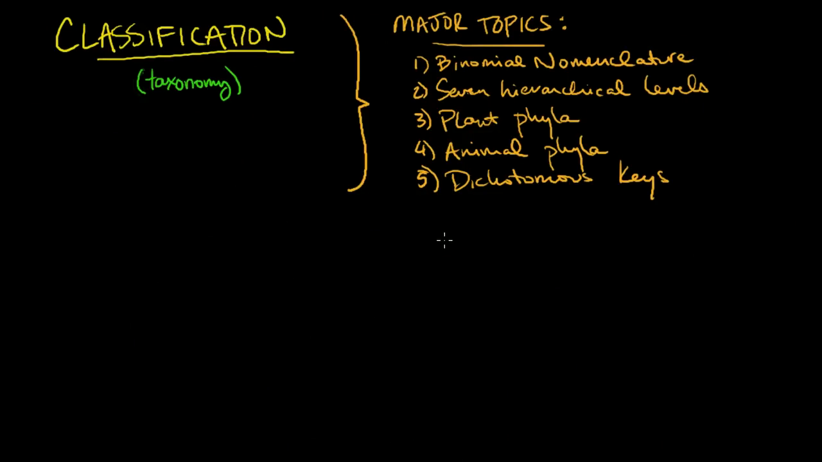All right, so here's a video on classification taxonomy. If you're in the IB textbook, it's section 5.5. It's about classification. Here are the major topics that I'm going to talk about that you need to know and understand for the test. You need to understand binomial nomenclature, the seven hierarchical levels, distinguishing characteristics, physical characteristics between the four major plant phyla and several of the animal phyla.